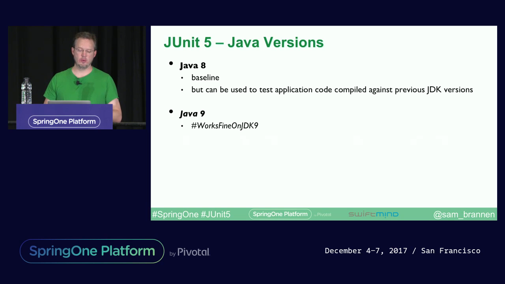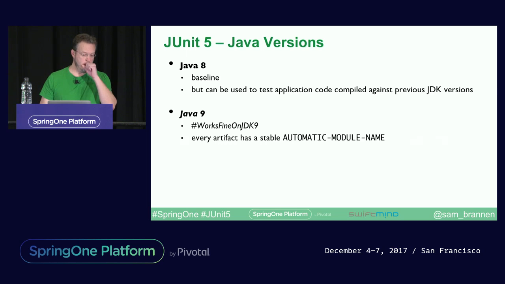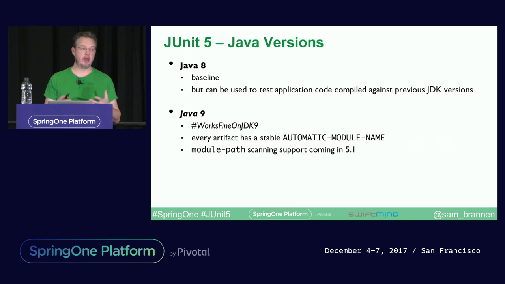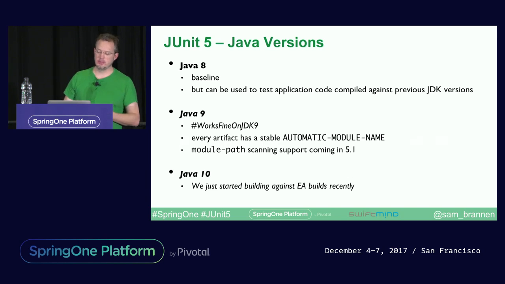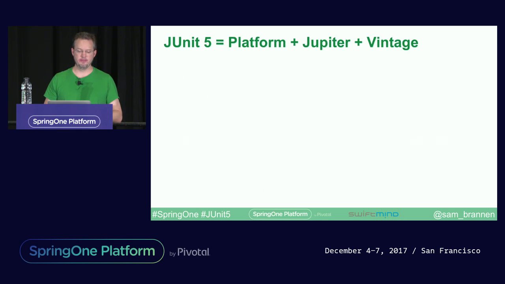Java 9 support works fine on JDK 9. In fact, all of the artifacts have a stable automatic module name, so you can have them on the module path if you want. And we already added in 5.1 M1 support for scanning in the module path, in addition to scanning in the class path to find your test classes. And Java 10, not too much to say there, other than we actually have some builds. We just added that recently, so we're trying to make sure that everything's going to work there as well.